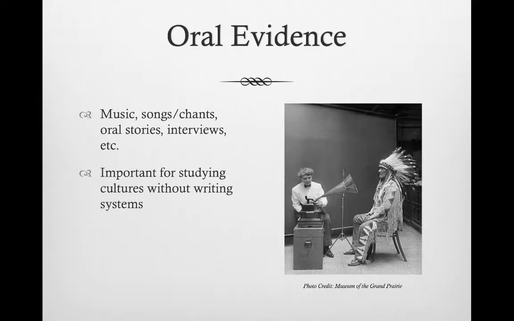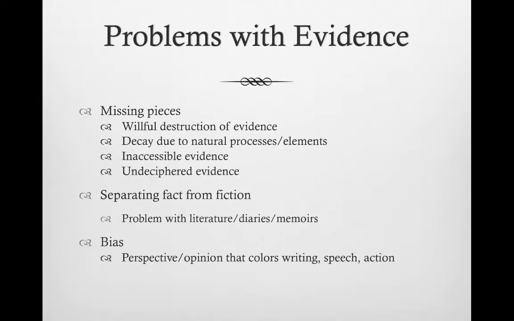So now that we've looked at the three major types of evidence, written, physical, and oral, let's look at some problems we run into with evidence and how to overcome them. Sometimes you will run into problems in analyzing evidence. The biggest problem is missing pieces. We can have missing pieces for a number of reasons.